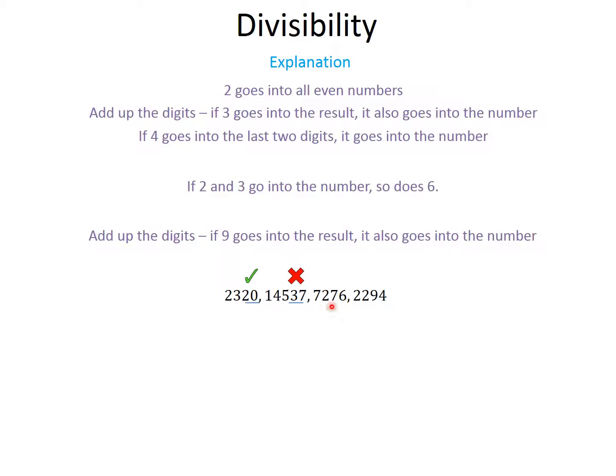So if I take 40 away from 76, it's 36. Does 4 go into 36? It does, doesn't it? So that means that, yes, it goes in 36 9 times. That means it goes into this full number here.